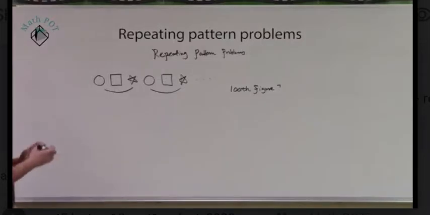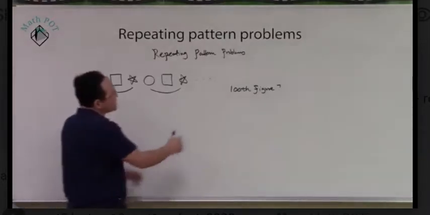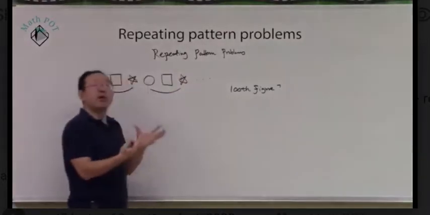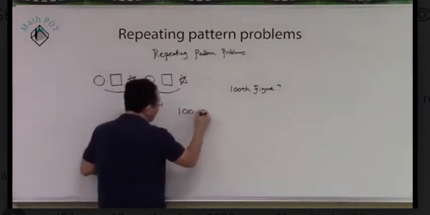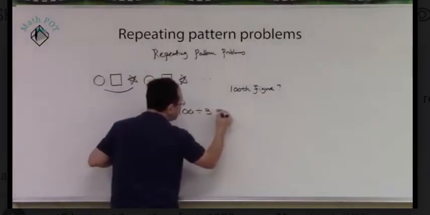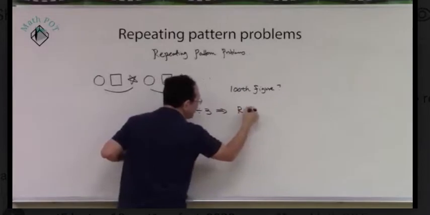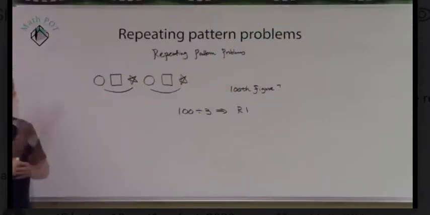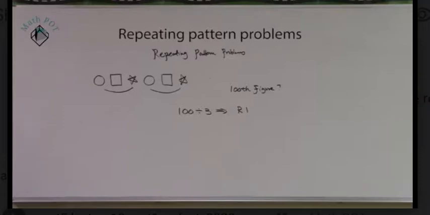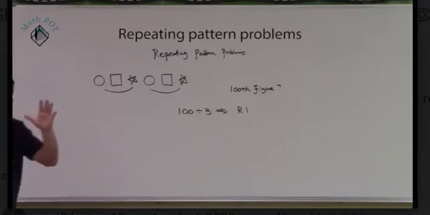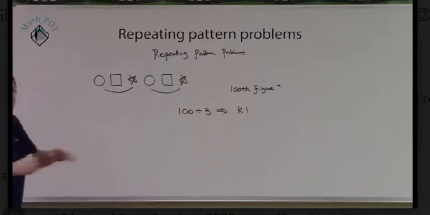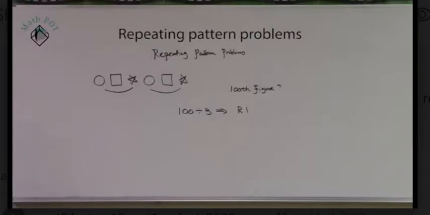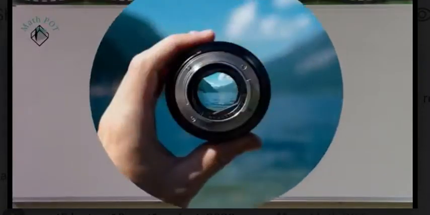Once we identify this as a cycle of 3, all we need is to take this number and divide it by the number of the cycle. 100 divided by 3 gives us a remainder of 1. Always remember, focus on the remainder. Don't worry about the quotient at all, because this is a repeating pattern problem. If you end up with 33 remainder 1, that means 33 cycles. You can totally ignore those 33 complete cycles and focus on the remainder.